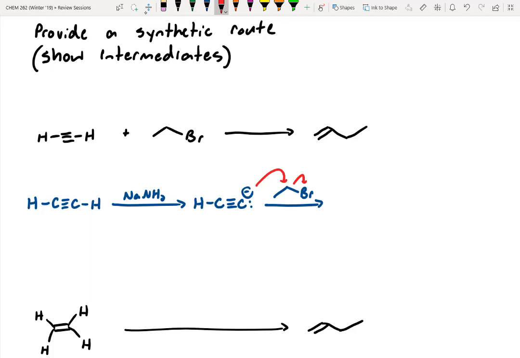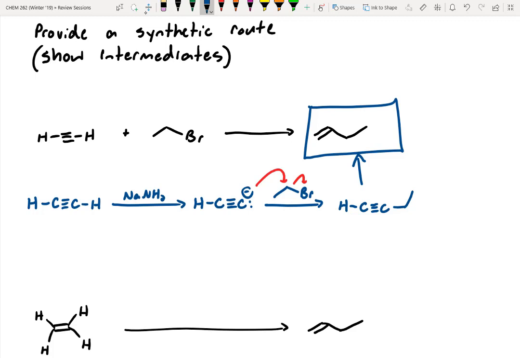This can attack the backside, kick off our leaving group, and now we've built up our carbon-carbon chain to be 4 carbons long. All right, we're one step away from getting to our final product, though. What do we need to do in order to get to this alkene?